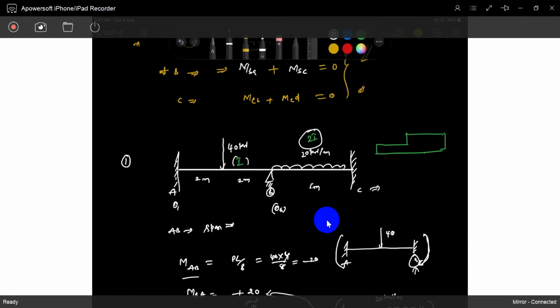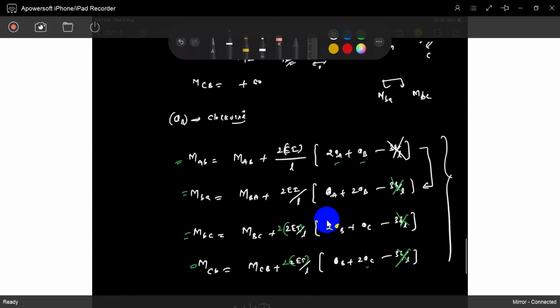At the end, theta A is 0 because it's a fixed support. Theta C is also 0. But theta B is not 0. It has some experience of the slope, but how much it is, we don't know. Theta A is 0, theta C is also 0. For these two equations, you will get theta A is 0.